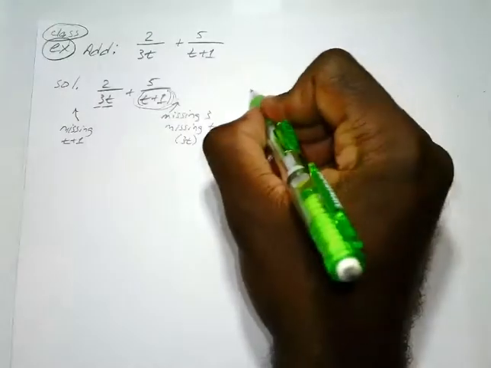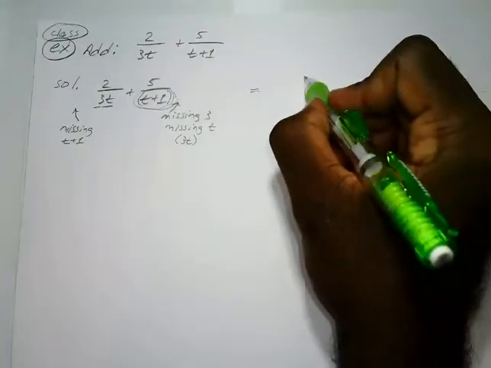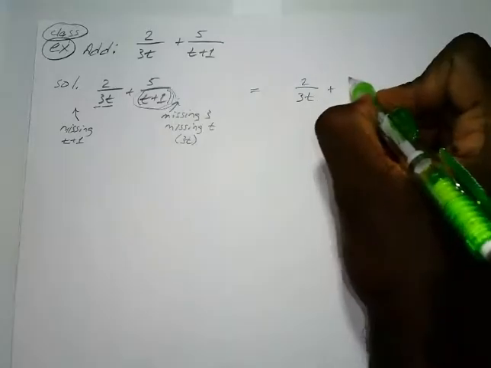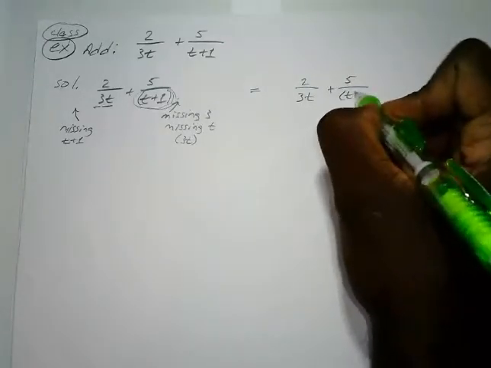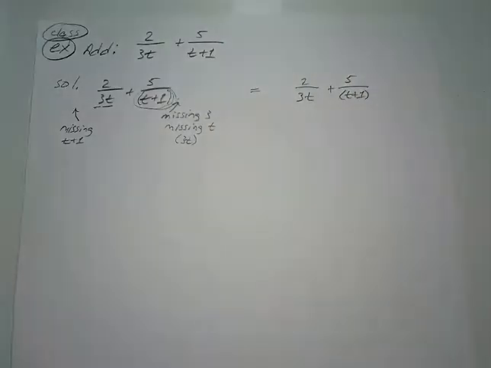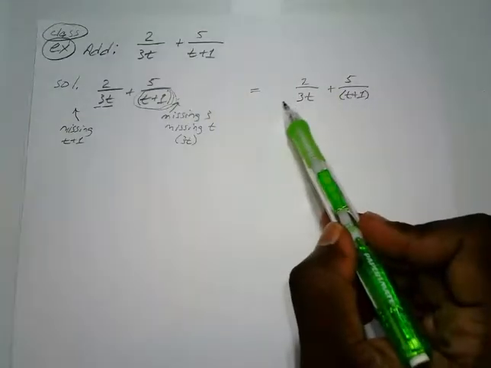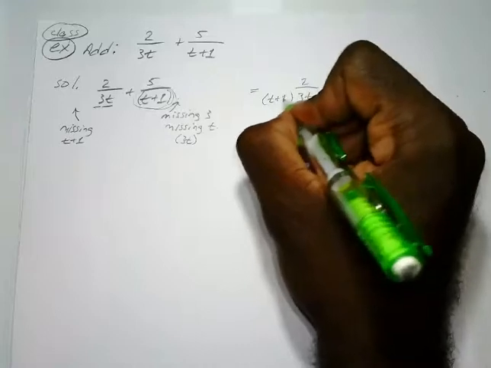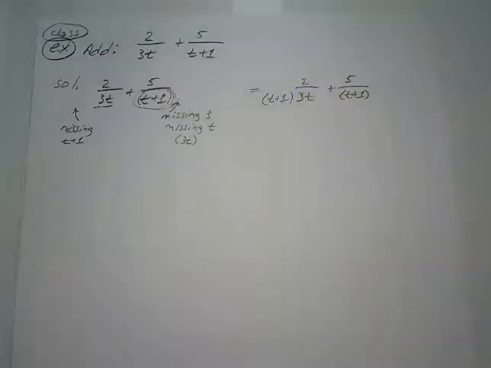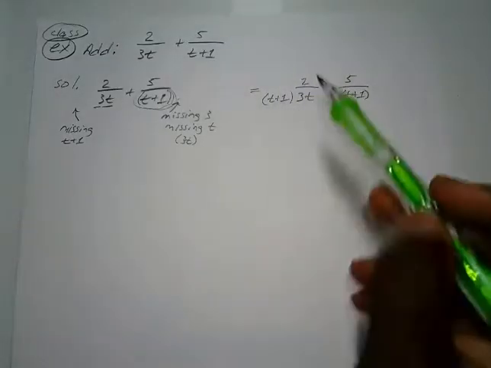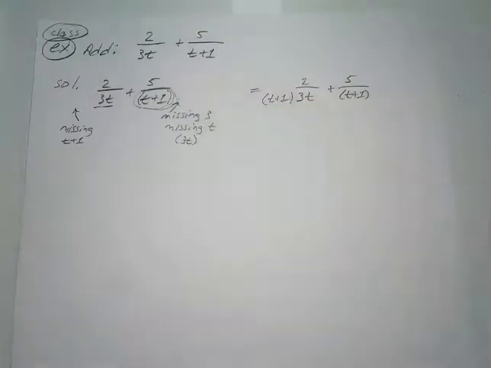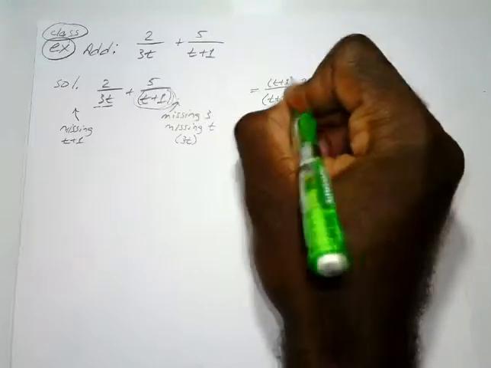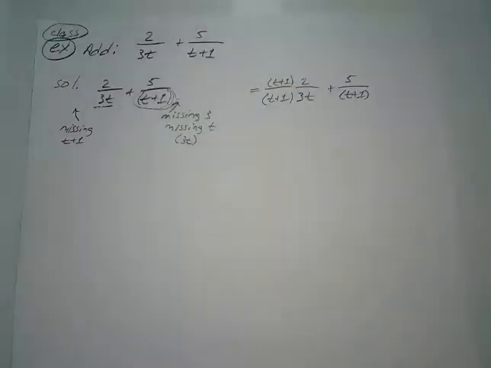Okay, so if we rewrite it, I'm going to give it a little bit of space. So you have 2 over 3t plus 5 over t plus 1. Since we're missing a t plus 1 over here, we just multiply this by t plus 1. But whatever you do to the denominator, you have to do to the numerator. So you multiply this by t plus 1, the numerator.